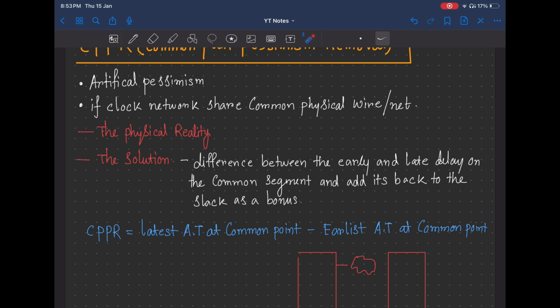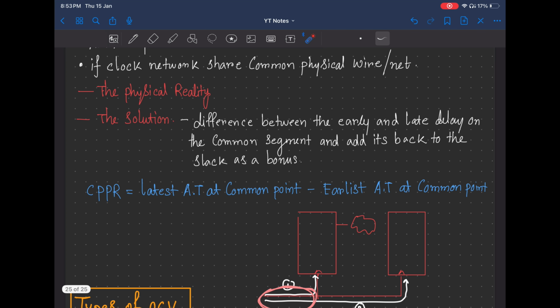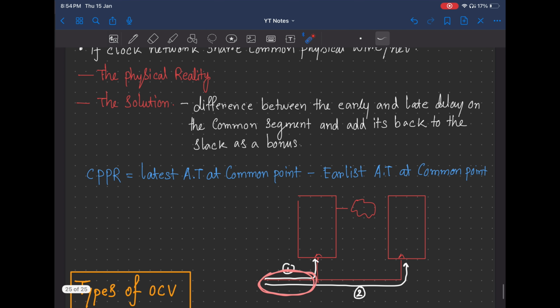If the clock network shares the common physical wire or net, this is the artificial pessimistic view. The physical reality is that a single wire cannot be both fast and slow at the same instant of time. And the solution is that the STA tool should calculate the difference between the early and late delay on the common segment and add it back to the slack as a bonus.